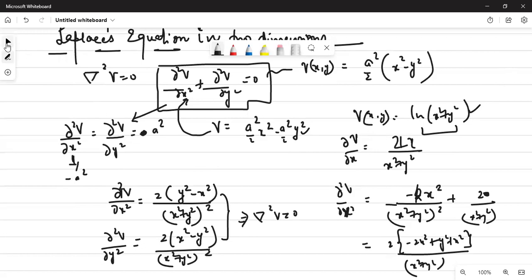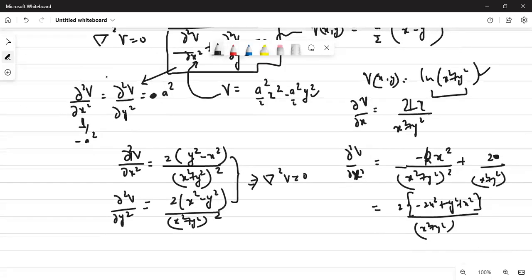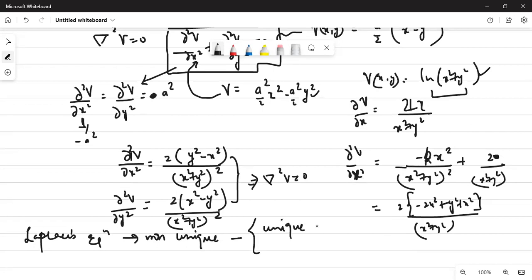I told you very early also that Laplace's equation will have non-unique solutions, and once your boundary conditions are specified, we can obtain a unique solution, which is more important. A unique solution to Laplace's equation is known once boundary conditions are specified.